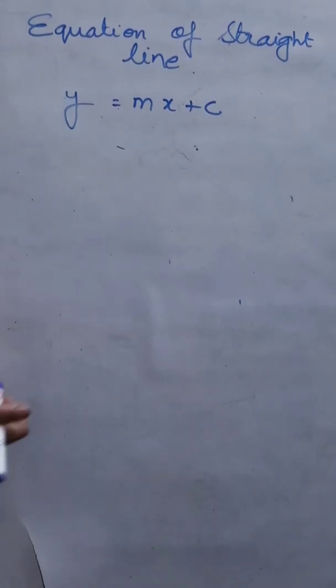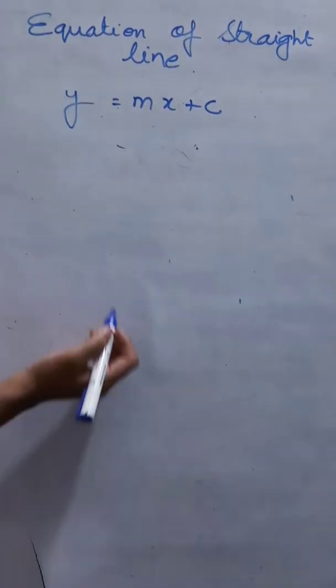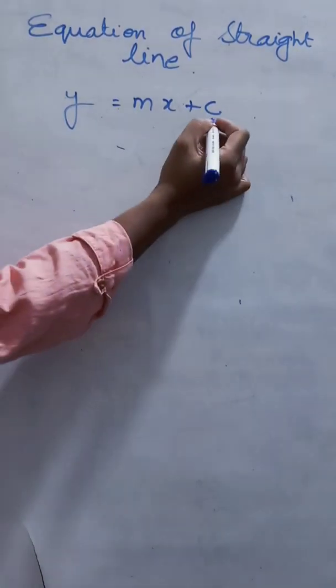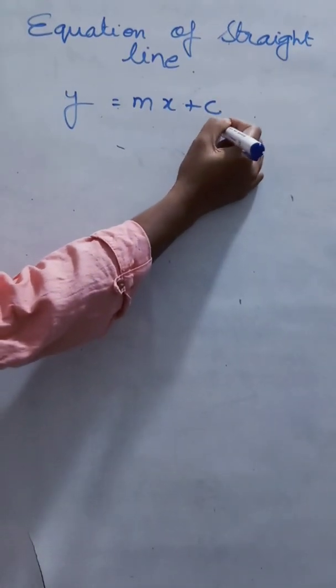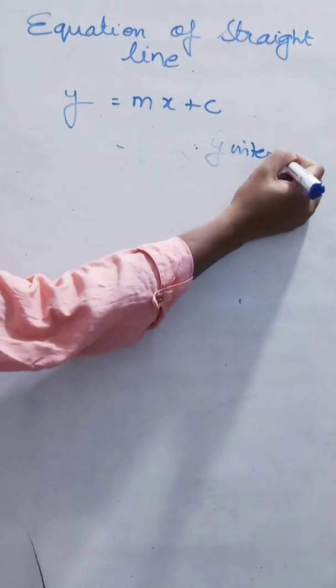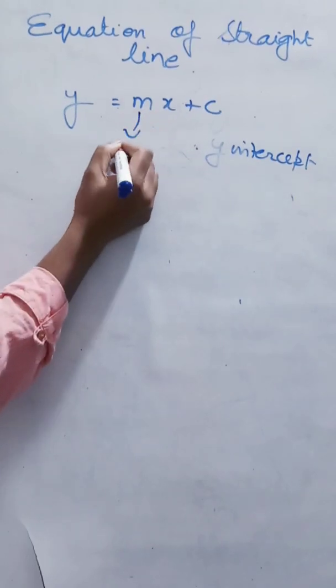Hello students, today we are going to do the second exercise on the equation of a straight line. I told you all that the equation of a straight line is in the form y equals mx plus c, where c is your y-intercept and m is your slope.